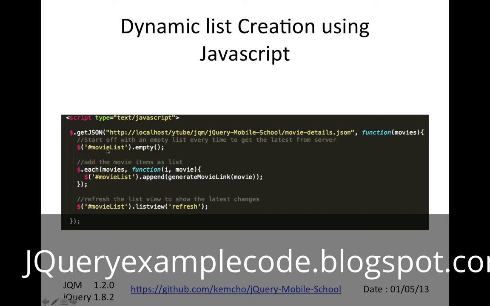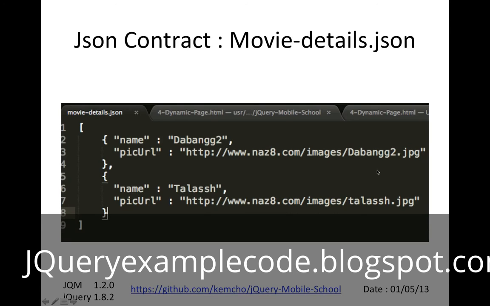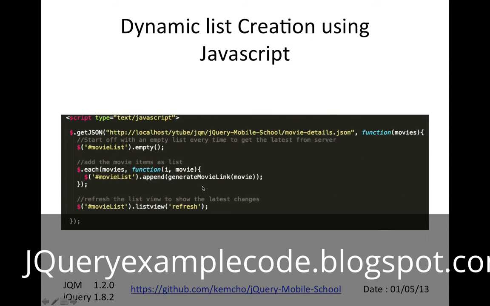So you see we are using the movie list ID here. That's the ID that we gave in this screen. So that's our empty list. We are trying to populate that empty list here by iterating over all of these objects. So there's this new function called generateMovieLink, which will go on in the next slide. Basically, it'll create a link, the list item link.